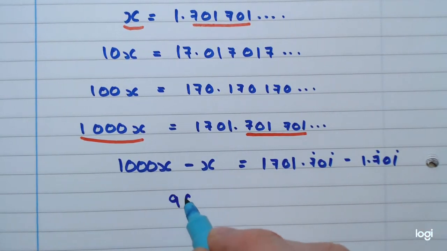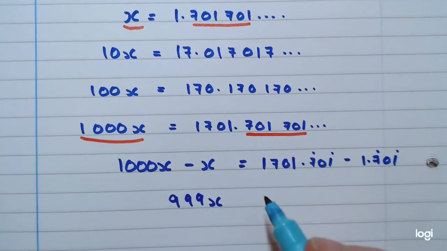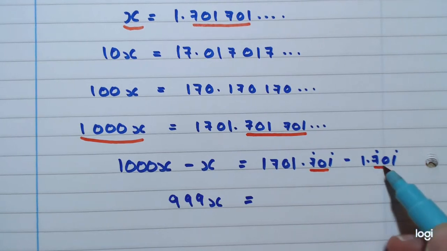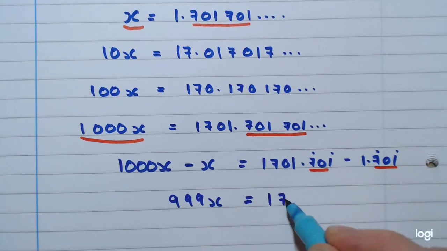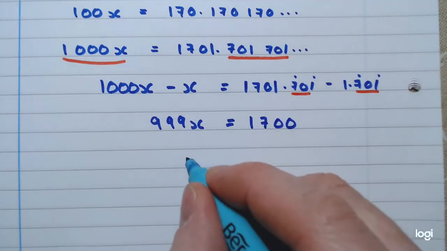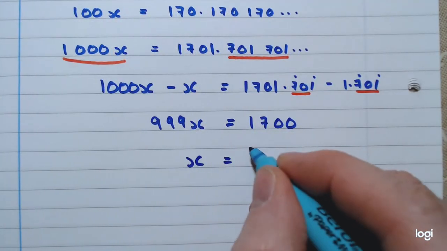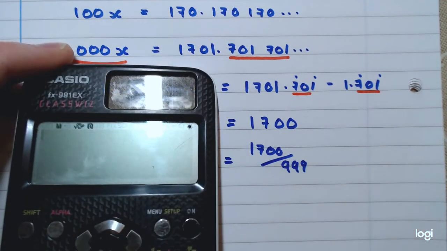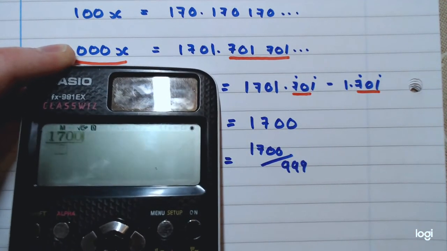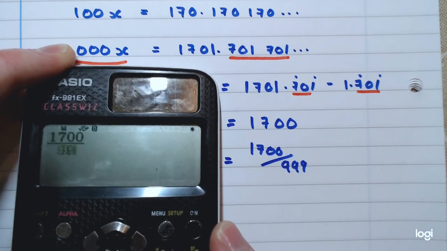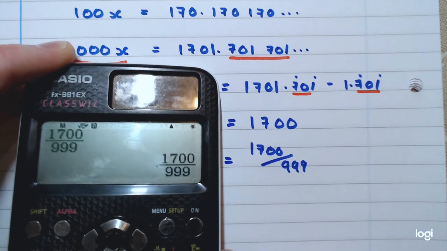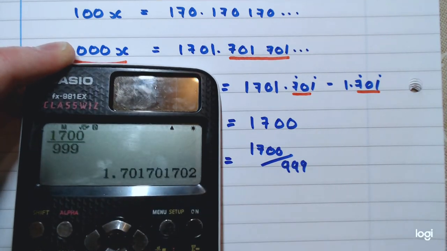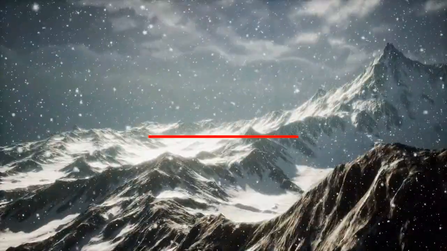1,000 take away 1 is of course 999x, and 1701 take away 1 is just 1700. From there, I'm going to divide across to give me 1x. X is the same as 1700 divided by 999. That's my answer. I'm checking it on a calculator to see that it's correct. It will be correct. Pressing SD to change it into a decimal. And you can see that it's right, except for this little 2 at the end there. That's because the calculator's run out of room and it's rounding it off.